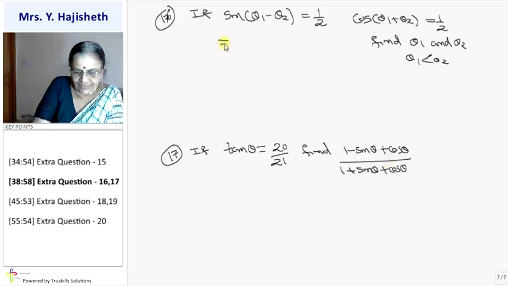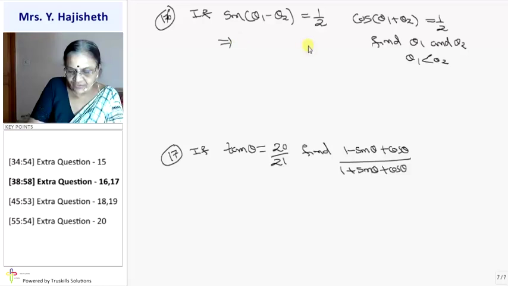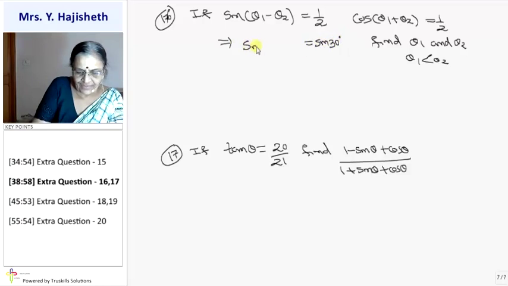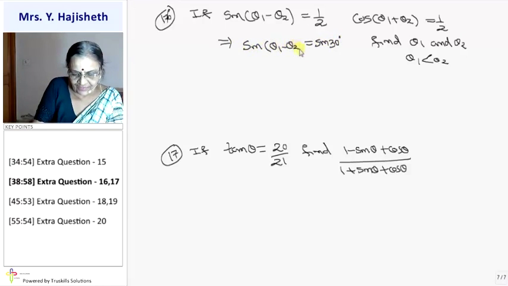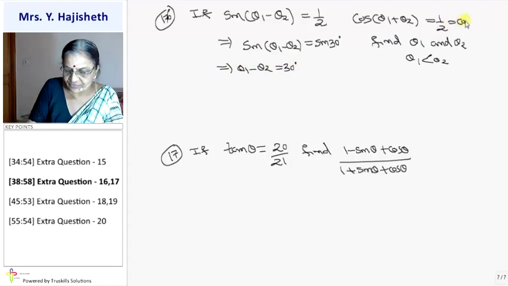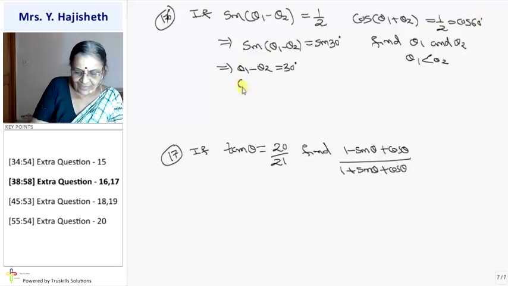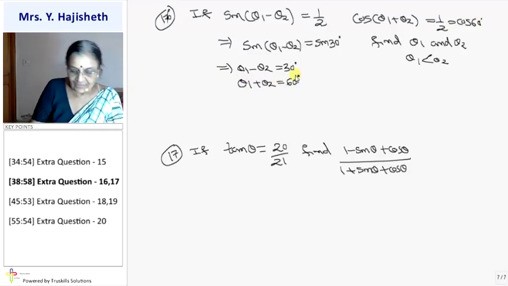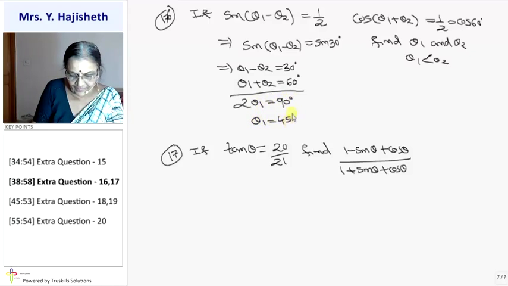Now sin of something is 1/2. Sin is 1/2 at sin 30 degree. Clear? You know very well. Sin of theta 1 minus theta 2 is sin 30 degree. So I get this relation, theta 1 minus theta 2 is 30 degree, okay? Cos of theta 1 plus theta 2 is 1/2, so it is cos 60. So my theta 1 plus theta 2 is coming as 60. Clear? Solving these two, I will get 2 theta 1 is 90 degree. So theta 1 is 45 degree, okay?